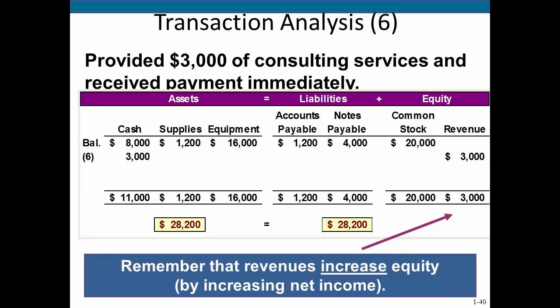S. Scott Company provided $3,000 of consulting services and received payment immediately. Our cash account increases by $3,000 to a current balance of $11,000. Total assets now amount to $28,200. The revenue account also increased by $3,000. Recall from our expanded accounting equation that revenues increase equity and expenses decrease equity. The total of our liabilities plus equity is now $28,200.